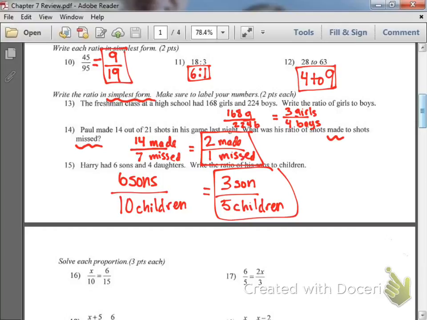Alright, since 16 and 17 are up there, I'm just going to squeeze those in as well. How do I start number 16? What's that process called? Cross multiplying. What's x times 15? Good. What is 10 times 6? 60. And then you divide both sides by 15. What does x equal? 4. Very good. So number 16 is 4. Questions on 16?